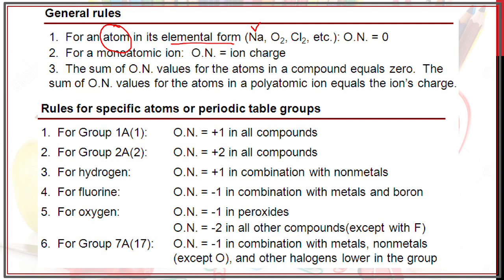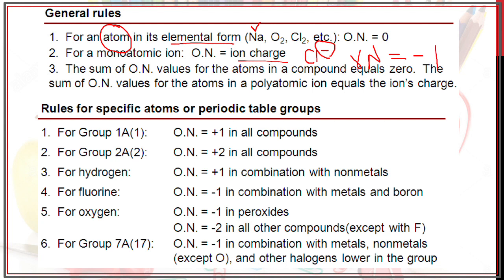So for the second rule, for a monoatomic ion, oxidation number is equal to the ion charge. For monoatomic ion, I give an example here, chlorine, Cl-. So Cl-, it refers to its ion charge. This chlorine ion is negative, so the oxidation number for this chlorine ion is -1.